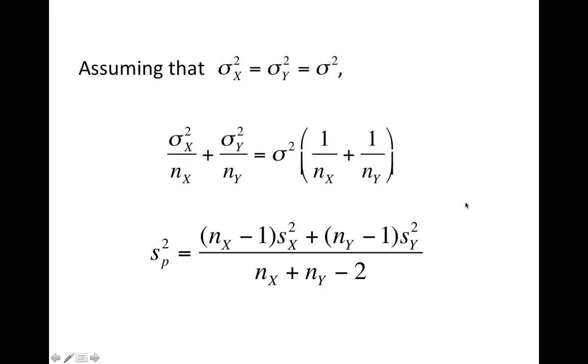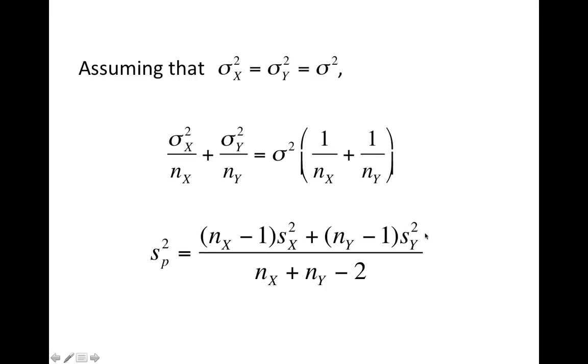The idea is let's add together all of the differences between each data point and the mean in its own group, right? So when I take sx squared and multiply it by the denominator of sx squared, what I get is the sum of the square differences for the x group. When I take sy squared and multiply it by the denominator of sy squared, what I get is the sum of square differences from the y group.